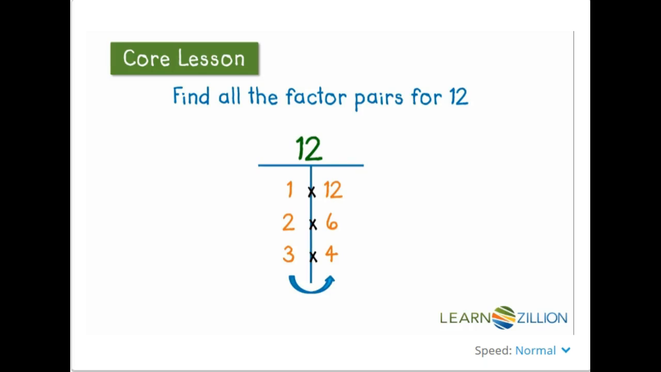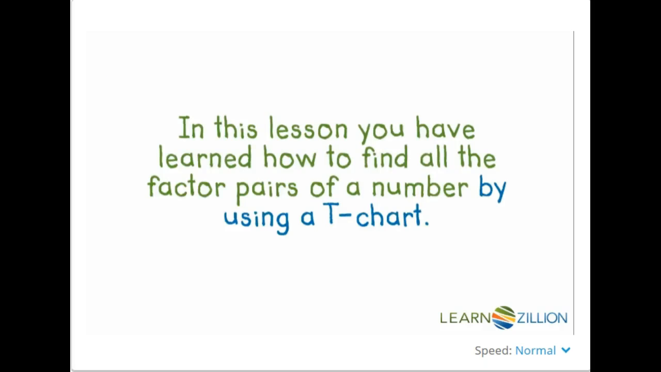If I need to, I can check in my brain and say, okay, I have 1, 2, 3, 4, 5. There's no 5 times table that equals 12. I have 6. There is no 7, 8, 9, 10. I have found all the factor pairs for the number 12. In this lesson, you have learned how to find all the factor pairs of a number by using a T-chart.